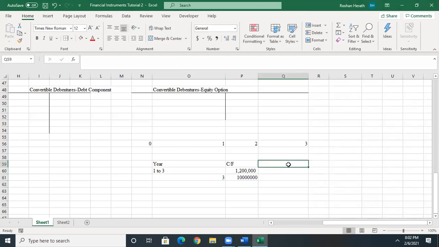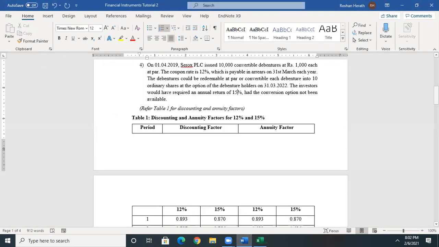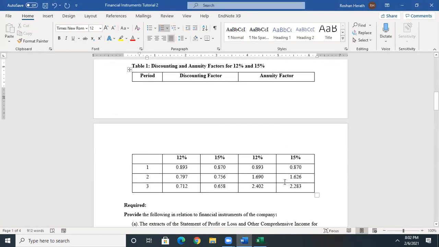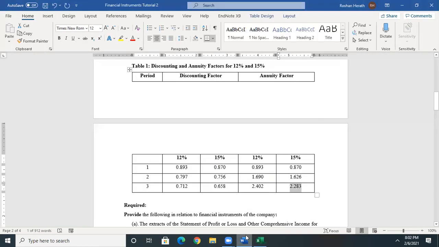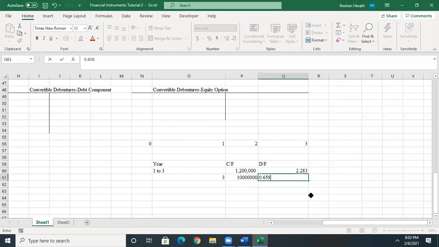So here you can apply the discounting factors. Here, in fact, you can apply the annuity factor at 15%. If you take the annuity factor, it's going to be 2.283. So annuity factor, right? And the discounting factor for the next one at the year 3, it's going to be 0.658. 0.658 discounting factor and annuity factor as well.